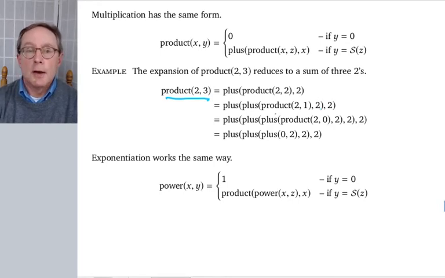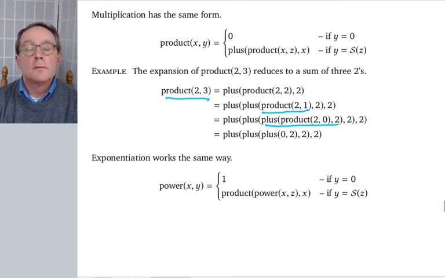Okay? Well, now we know the game. I'm going to expand product of 2 and 1. So the product of 2 and 1 is the plus of the product of 2 and 0 and a 2. So that is to say, lest the person lose track here, this plus right here is the expansion of this part right here.